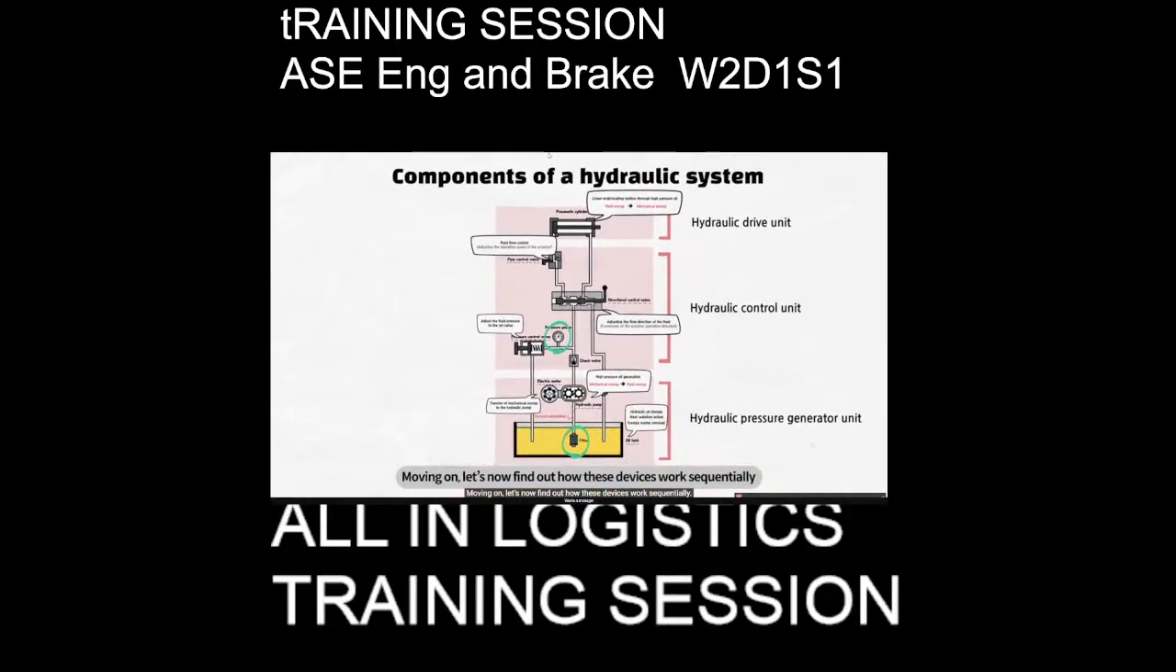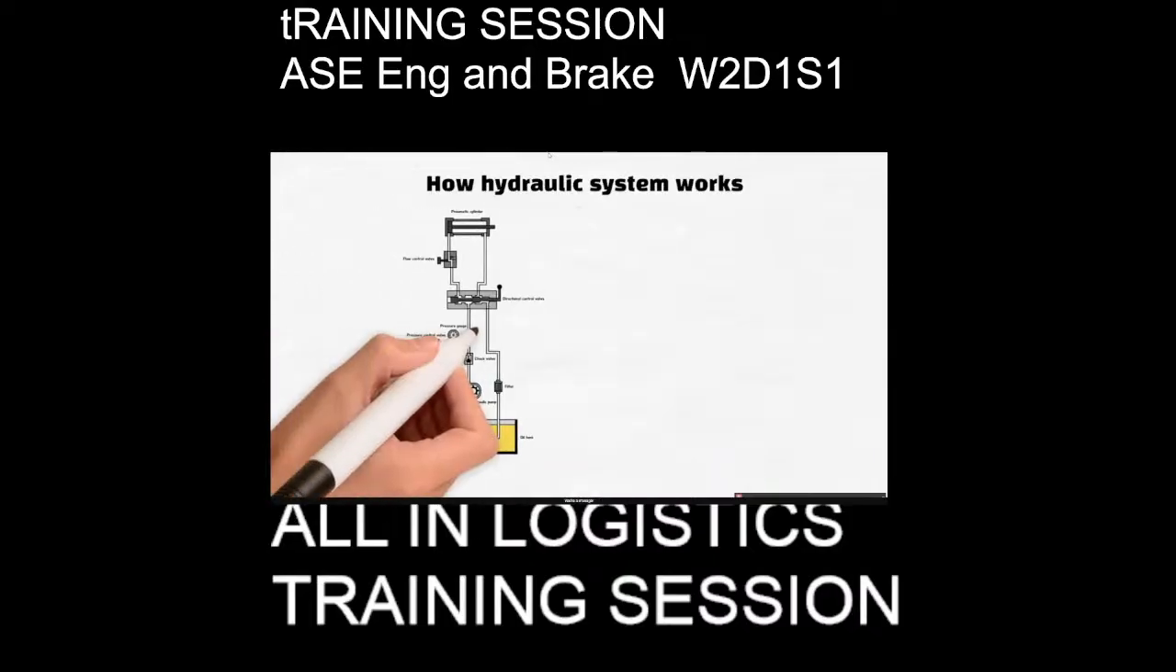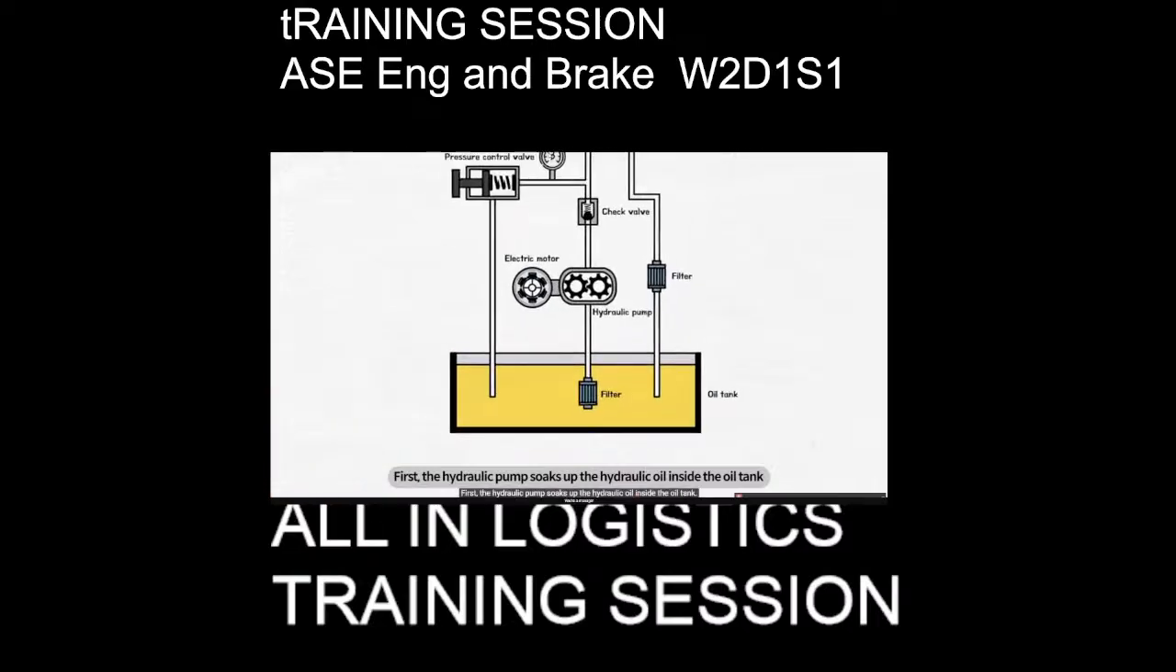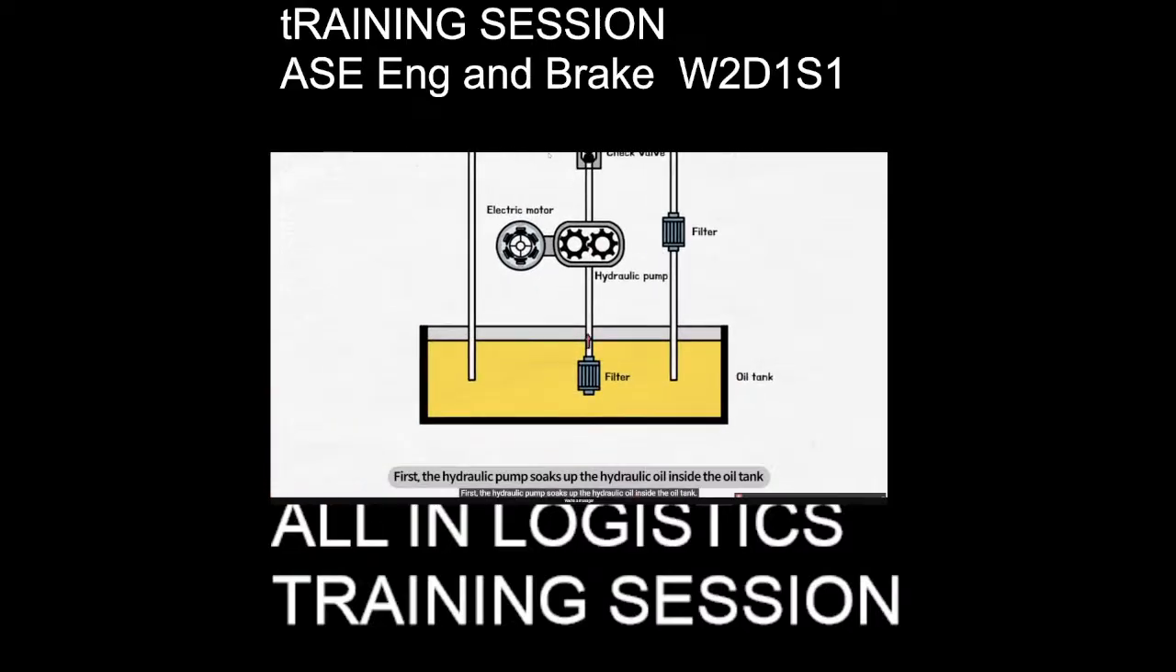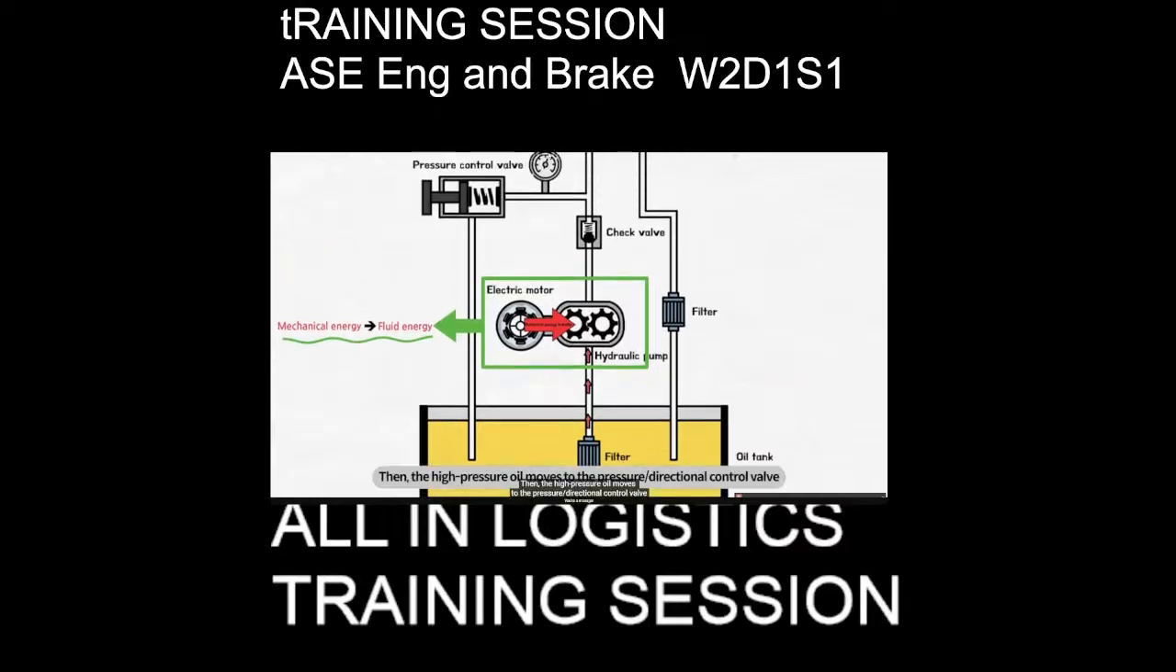Moving on, let's now find out how these devices work sequentially. First, the hydraulic pump soaks up the hydraulic oil inside the oil tank. At this point, an electric motor connected to the hydraulic pump continuously transmits mechanical energy to the pump through rotational motions. This is what causes the internal gears of the hydraulic pump to perform rotational motions, producing high-pressure oil. This is where mechanical energy turns into fluid energy. Then, the high-pressure oil moves to the directional control valve.